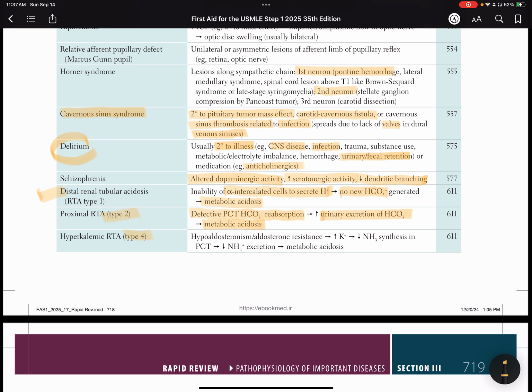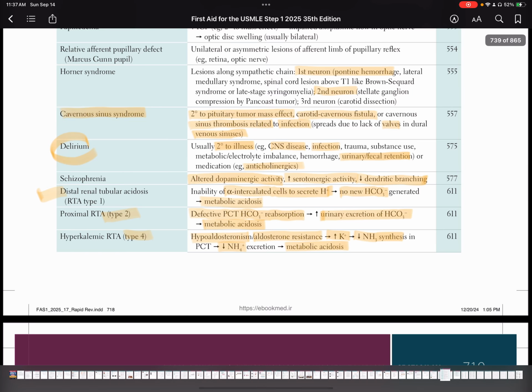RTA type 4, hyperkalemic RTA type 4, is hypoaldosteronism or aldosterone resistance. This leads to increased potassium, decreased NH3 synthesis in PCT, and decreased NH4 plus excretion, causing metabolic acidosis. Metabolic acidosis caused by hyperkalemic RTA type 4: hypoaldosteronism, aldosterone resistance, increased potassium, decreased NH3 synthesis in PCT, decreased NH4 excretion, and this leads to metabolic acidosis.